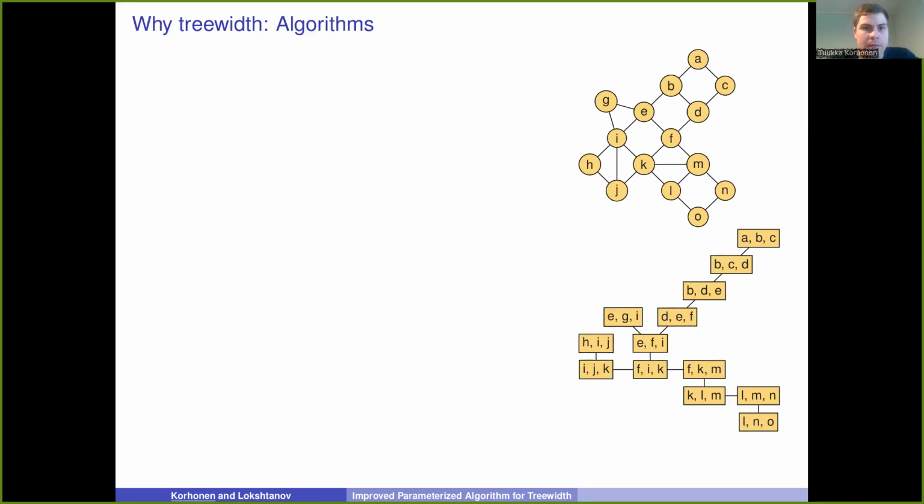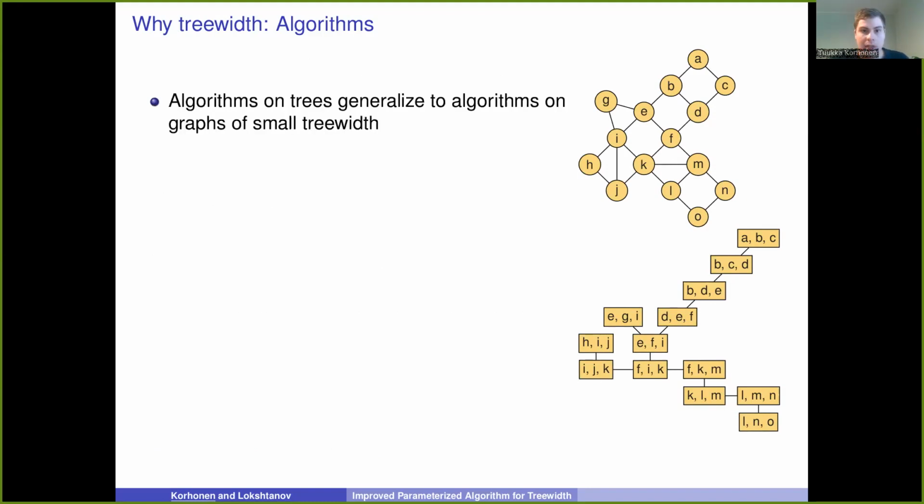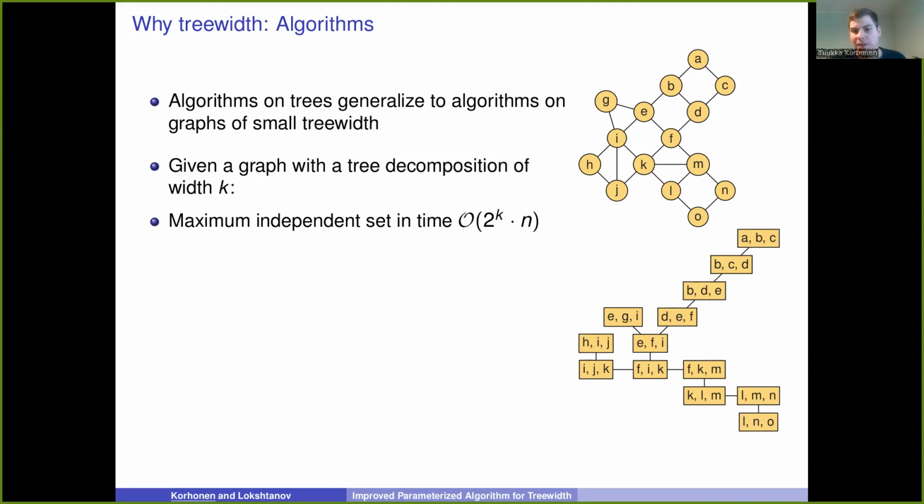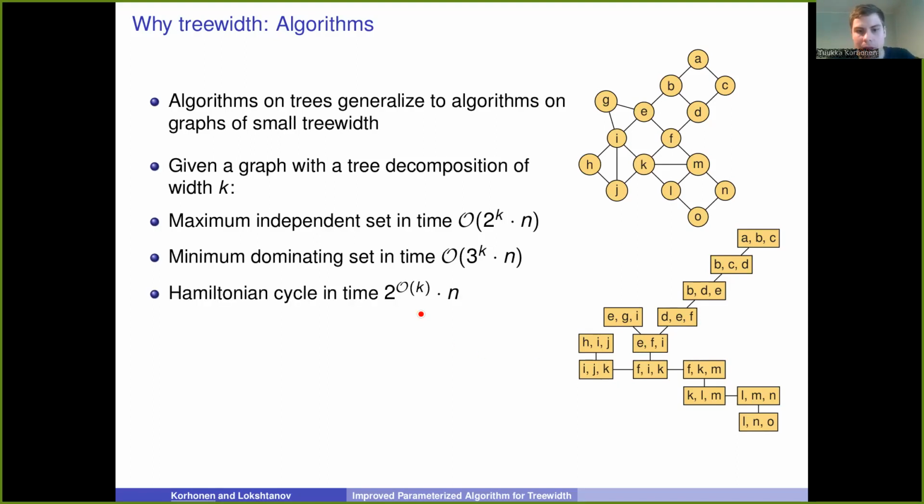So why treewidth? Well, a lot of algorithms that you can do on trees generalize to algorithms that work on graphs of small treewidth. So for example, when given a graph together with a tree decomposition of width k, we can solve maximum independent set in time 2^k times n, minimum dominating set in time 3^k times n, Hamiltonian cycle in time 2^O(k) times n, and any problem in MSO logic in time f(k) times n, where f(k) is some function depending only on the width of the given decomposition.